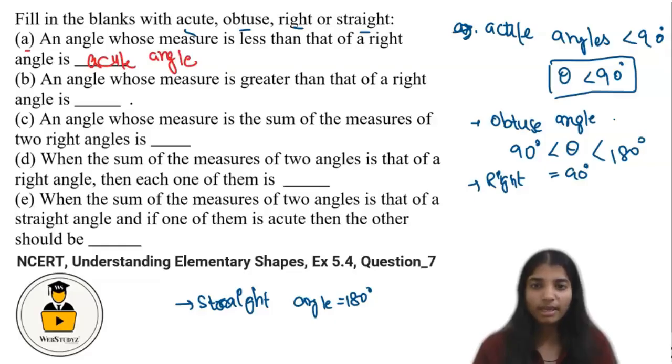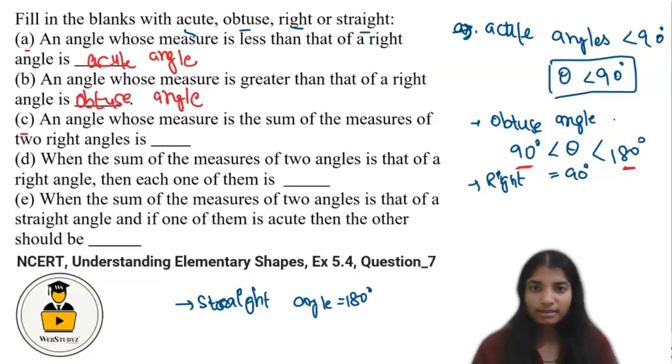Let's read part B. In part B, we are given an angle whose measure is greater than that of the right angle. So here, as we just discussed, the angle which is greater than the right angle is an obtuse angle. An angle which is greater than 90 degrees but less than 180 degrees is an obtuse angle. So we can say that the answer to part B is obtuse angle.